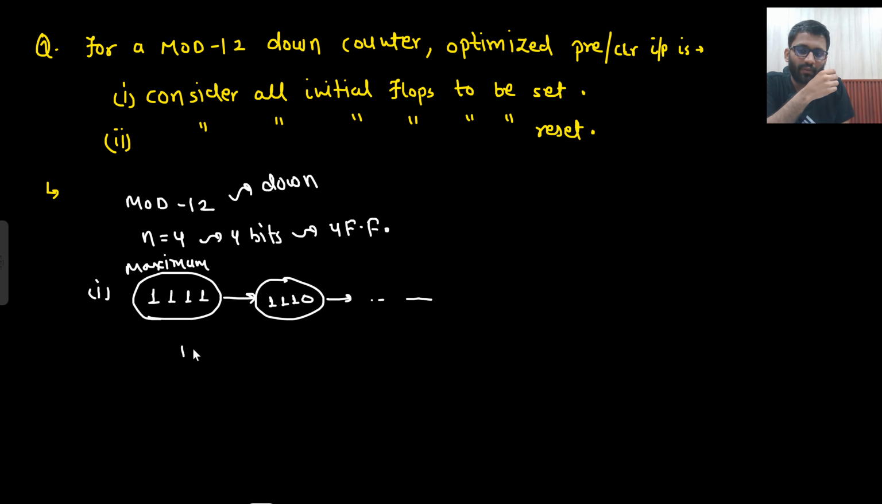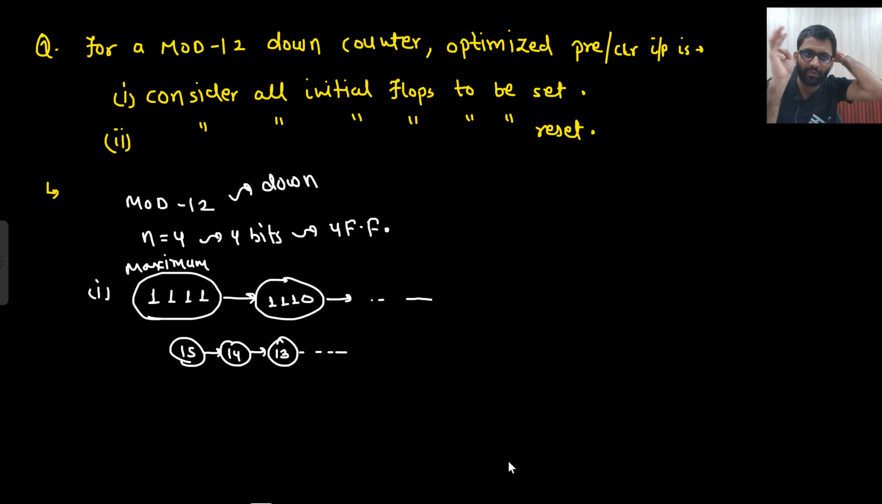So basically you will start from 15, then you will go to 14, then 13. Which will be your last state? Are you going to write in this manner, like 15, 14, 13, 12, 11, 10, 9, 8, 7, 6, 5, 4, and at 4 will be my last state? But are you going to calculate in this manner? No. Think on your own.